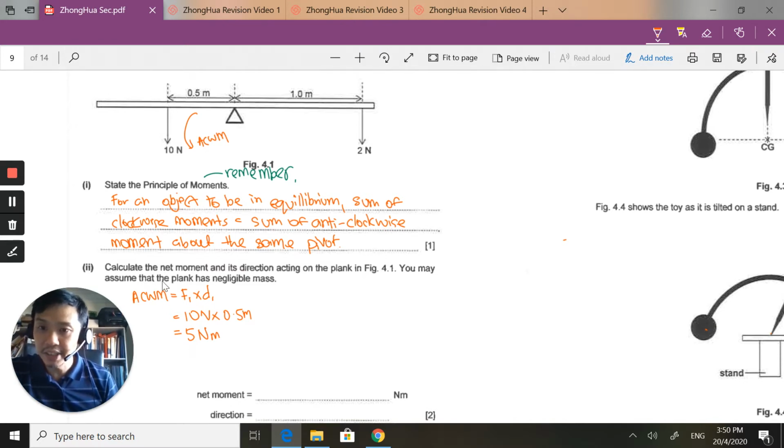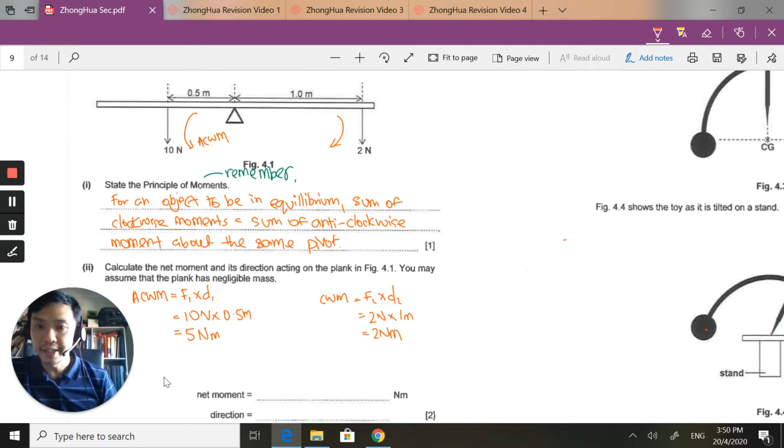Yes, calculating the anti-clockwise moment, and now I've got to calculate my clockwise moment. And the clockwise moment is due to this fella here. Same thing. I have to take a force multiplied by its perpendicular distance to the pivot. This time the force is 2 Newton, and the distance to the pivot is 1 meter. So this will give me 2 Newton meter.